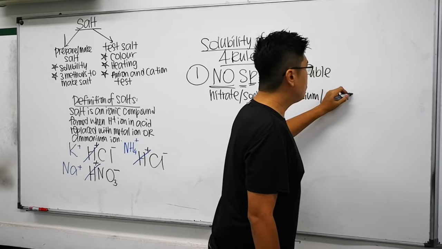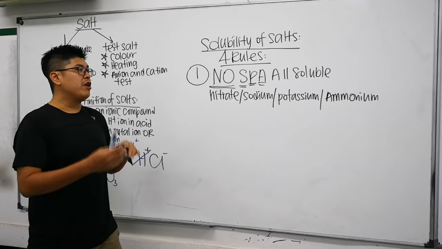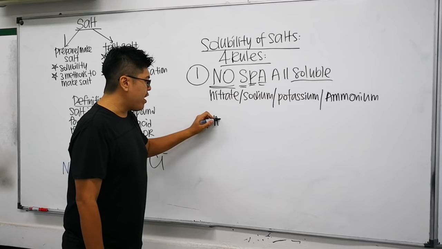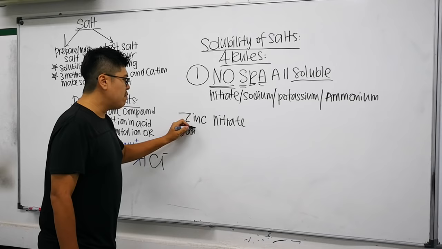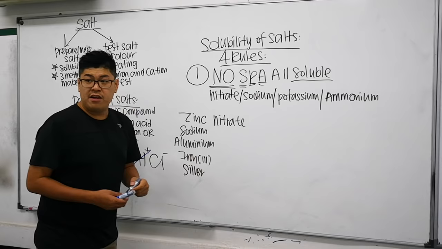Okay, what is ammonium? Anything with NH4 is called ammonium. Please be careful with ammonia and ammonium. So anything that has nitrate, sodium, potassium, or ammonium is confirmed soluble. For example, anything with nitrate, no matter whether it is zinc nitrate, sodium nitrate, aluminium nitrate, iron 3 nitrate, or silver nitrate, you don't care: anything with nitrate is confirmed soluble.